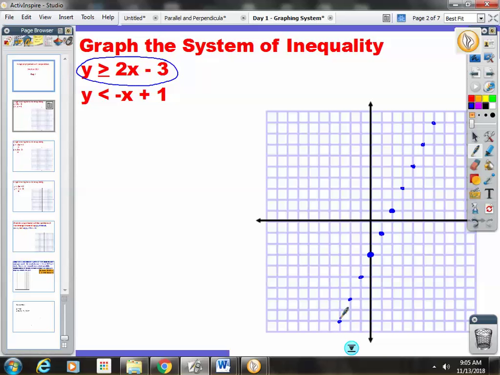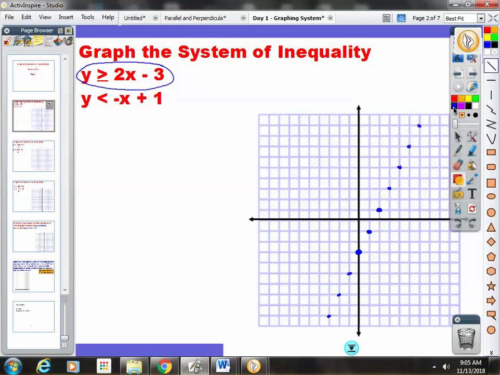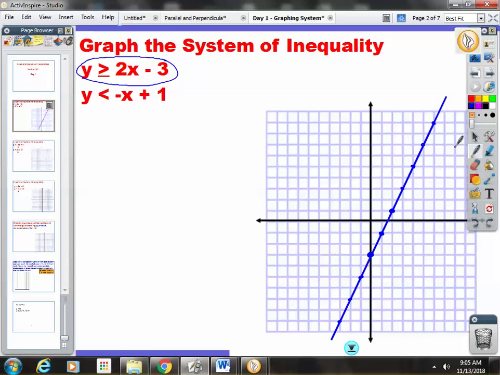Would this be a dash or a solid line? How do we know it's solid? It's greater than or equal to. So take your ruler and draw in a solid line. Now remember, we see that inequality, we have to shade one side or the other, don't we? So how do we know which side to shade? What point do we want to test? 0, 0. So just like we did last chapter, we'll test 0, 0.